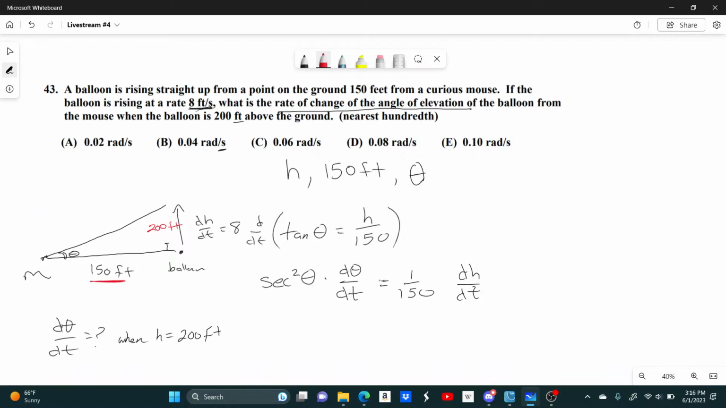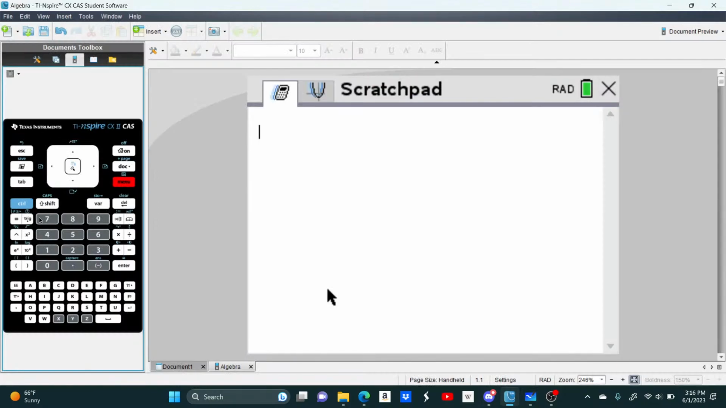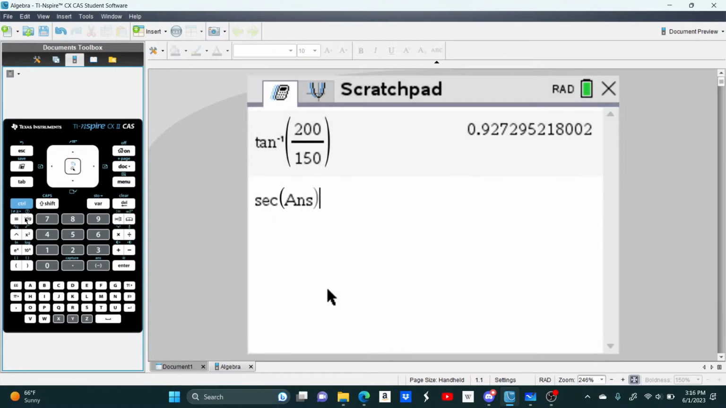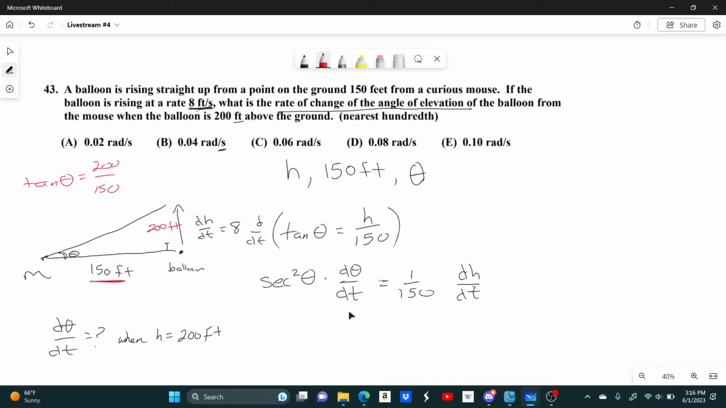All right, tangent theta equals 200 over 150. I solve for theta. Make sure you're in radians, by the way. I solve for theta using inverse tangent. I get that many radians. And then I want the secant squared of that for our problem. So secant of that squared gives me 2.78. Okay, so that's secant squared.